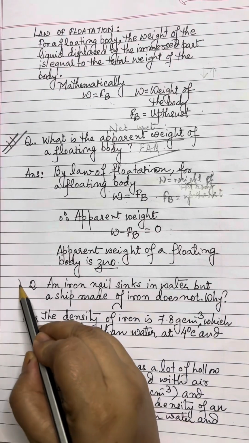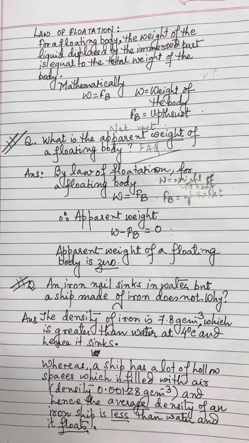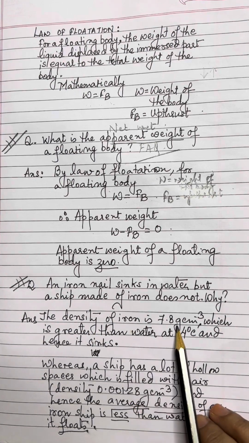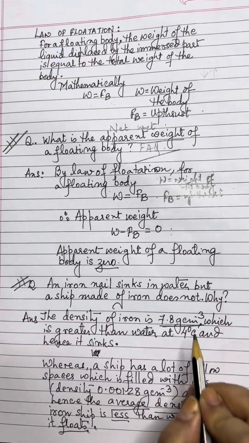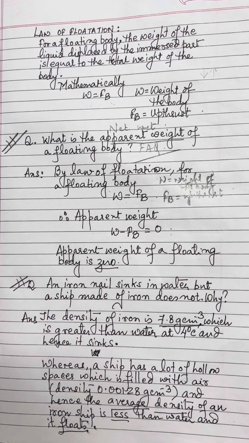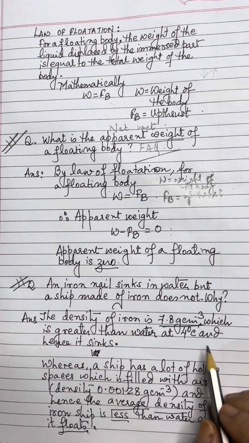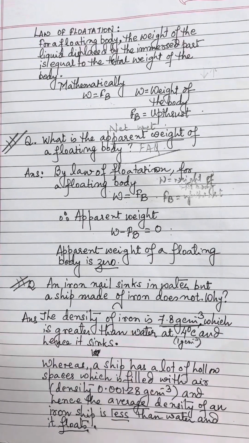Then again, this one is another frequently asked question. An iron nail sinks in water, but a ship made up of iron does not. Why? So over here you have to bring in the concept of average density. So let us see how we are going to answer this question. The density of iron is 7.8 gram per centimeter cube. Now children, for answering this question, knowing the value of density of iron is a must, which is greater than the density of water at 4 degrees Celsius. Mention the density of water at 4 degrees Celsius, and hence it sinks.